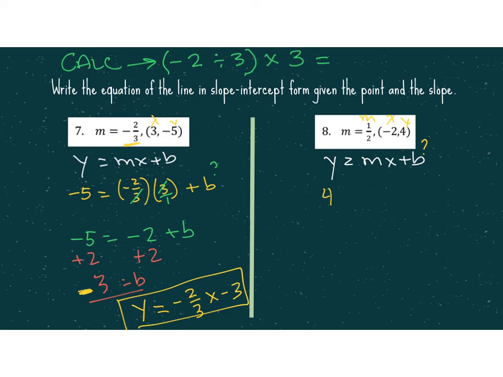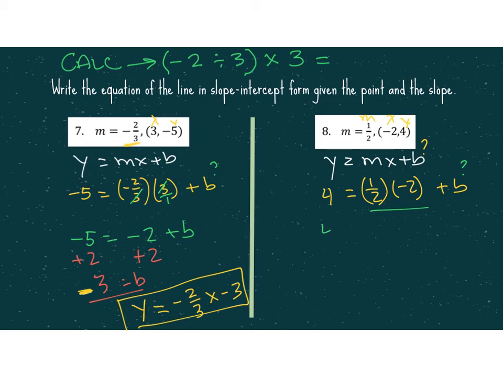I've got 4 equals 1/2. I'm going to put that in parentheses just because it's a fraction, times -2. I'll put that in parentheses because it's a negative, plus b. And again, b is our question. That's what we're looking for first. I'm going to multiply these two together. Half of -2. That's what you're finding there. 1/2 times -2, which is really just half of -2.